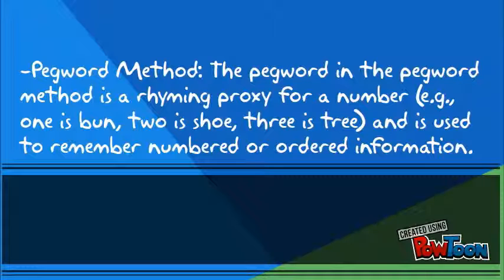Again, using the novel Hunger Games, John uses the peg word method to recall the different districts. This strategy helps John remember the 13 districts and their tributes. For example, District 3's tribute is Beatty. 3 is Beatty.